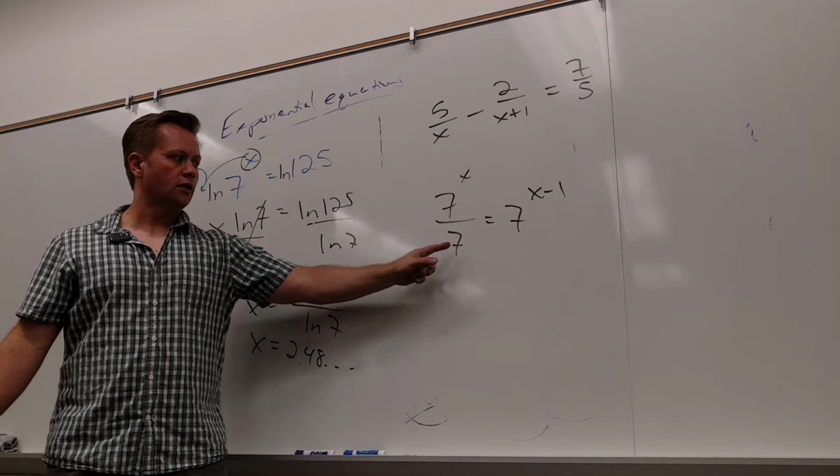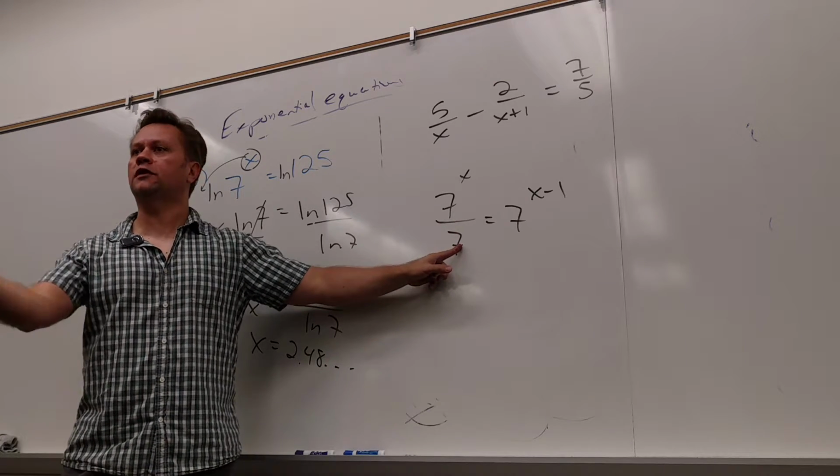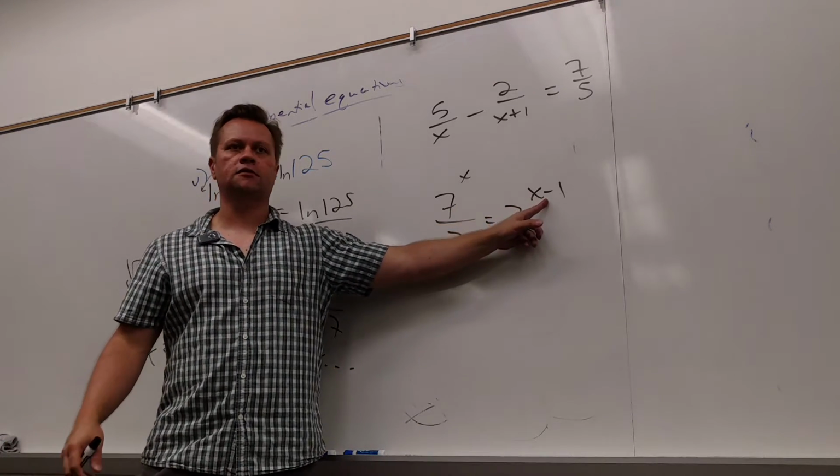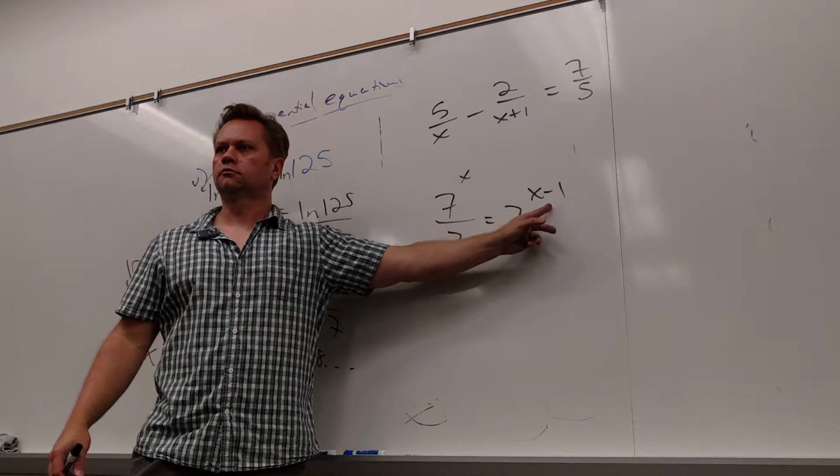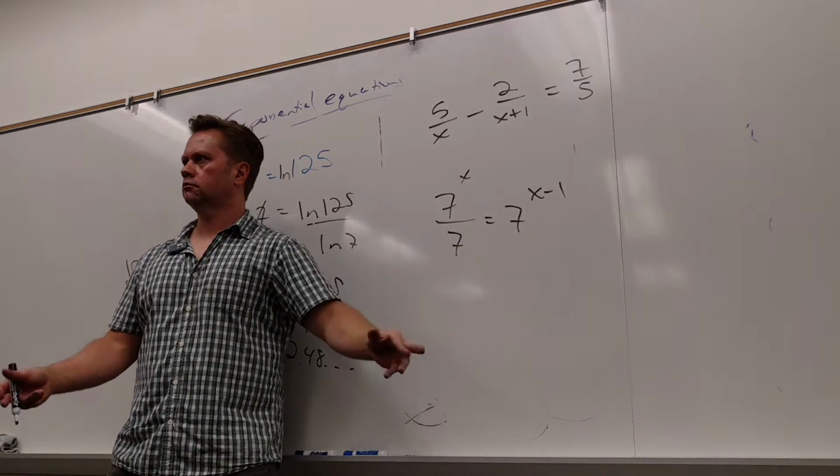I like it. But when I divide by a 7, I lose a 7, don't I? Isn't that what that says? I had x of them. I divided 1. Oh, I lost 1. So now I have x minus 1 of them.